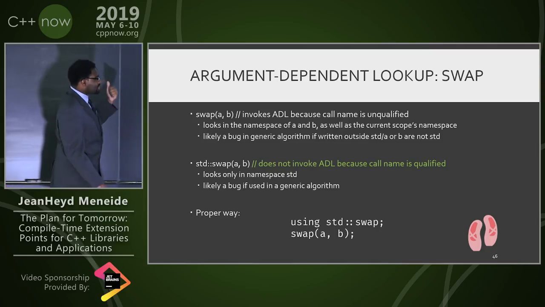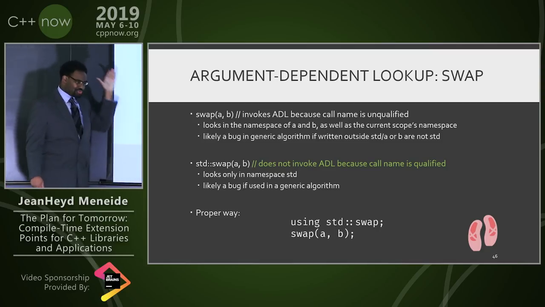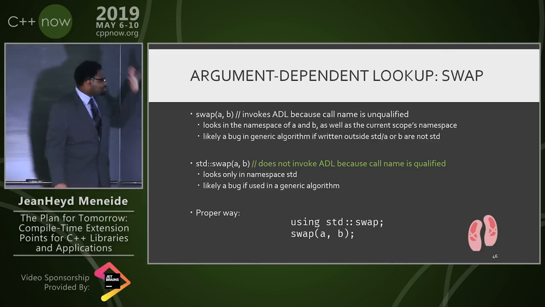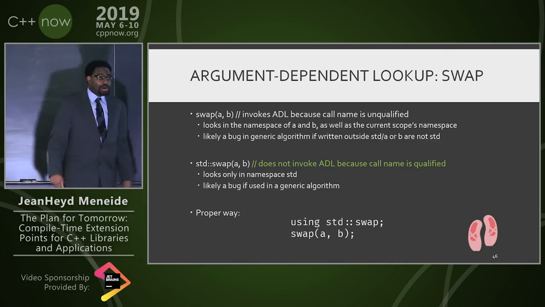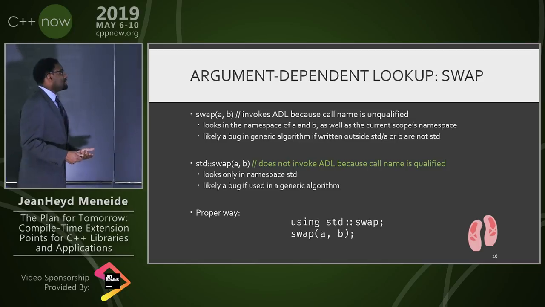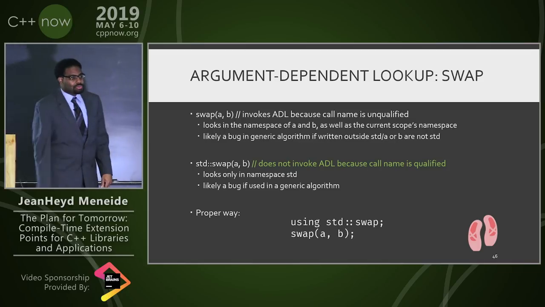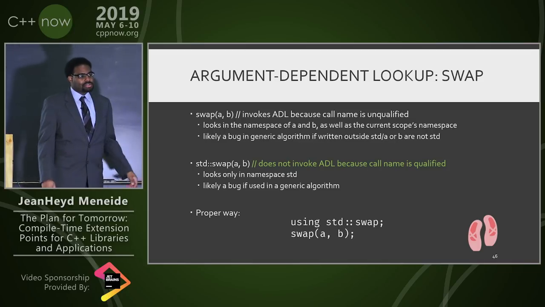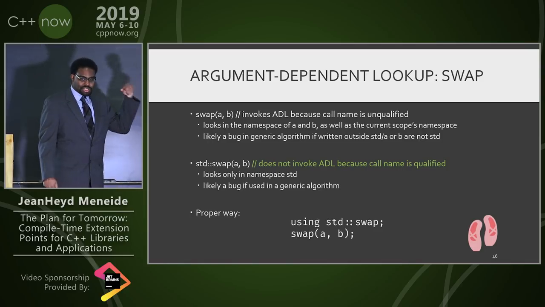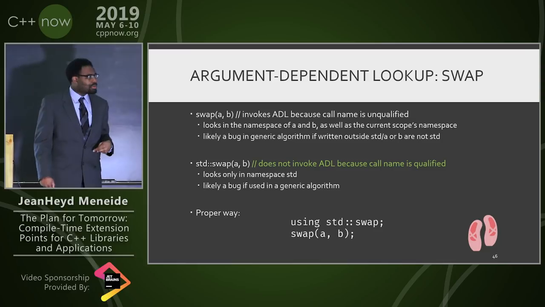The other way you can write this is, of course, to fully qualify. Everybody says you fully qualify, don't use using namespace. So you're a good programmer, you listen to the wisdom, and you write std::swap, because that's what you're supposed to do. The problem is this only looks at namespace std because you qualified the call. You said, listen, I don't care about all the other swaps out there, I'm looking for std::swap, and that's the only one I want.